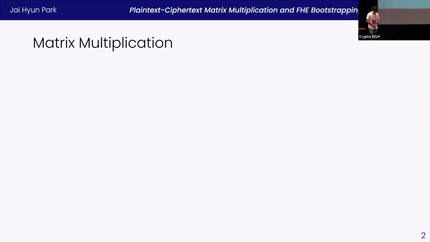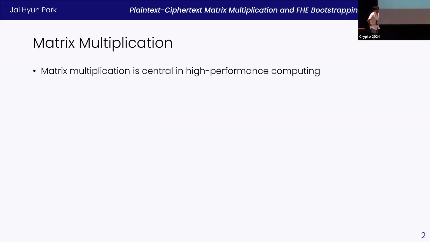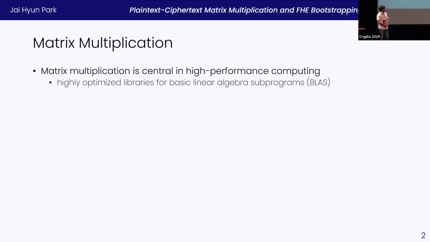Okay, so matrix multiplication is central in high performance computation, especially for large language models or large machine learning tasks. As it is important, there exist several highly optimized libraries for cleartext matrix multiplication, which we call BLAS libraries. They are really highly optimized. They optimize the memory access pattern and all kinds of things. Compared to my naive C implementation of the schoolbook algorithm of matrix multiplication, on our machine it was about 10 times faster. So if we can use BLAS libraries, that will improve the efficiency by a lot.